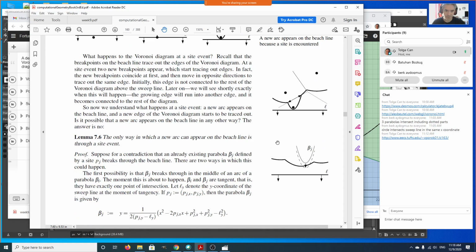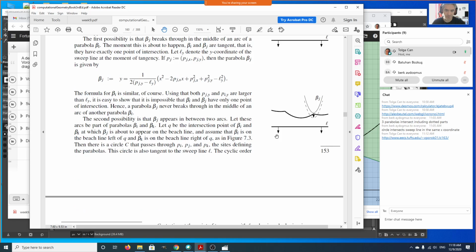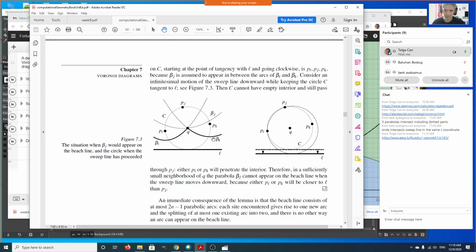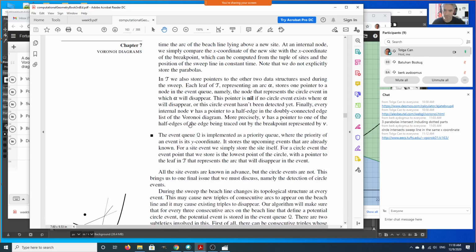These are the things that we discussed, and also the edges of the Voronoi diagram are traced out by breakpoint lines. Sometimes there may be multiple sites. I think this is the case. Or no, this is showing the circle event. Now, let's go over the pseudocode right here.